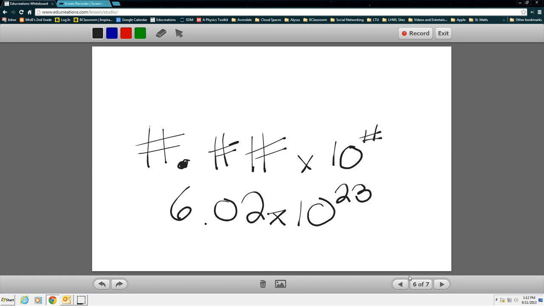You're going to move a decimal point. How many of you have moved decimal points before? And what is the method we use? Yeah, say it out loud.